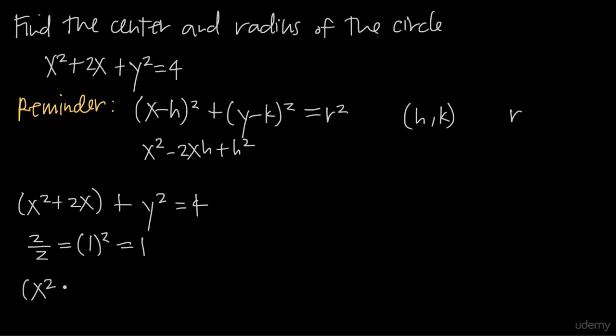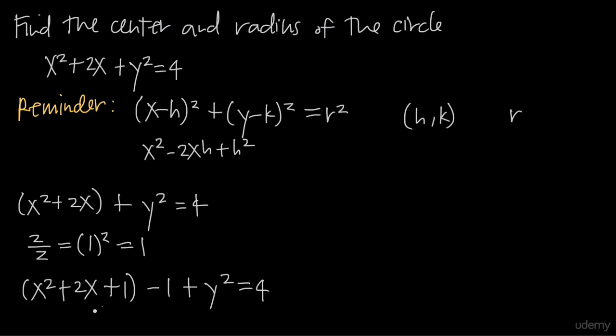So if we add that in, x squared plus 2x plus 1, keep in mind we also have to subtract 1 so that we don't change the value of this equation. We can't just add in 1 without taking it back out again. Otherwise, we would change the value of this equation. So we want to say plus 1, then we want to say minus 1, and we have our plus y squared equal to 4. Now what we have inside the parentheses here can be easily factored.